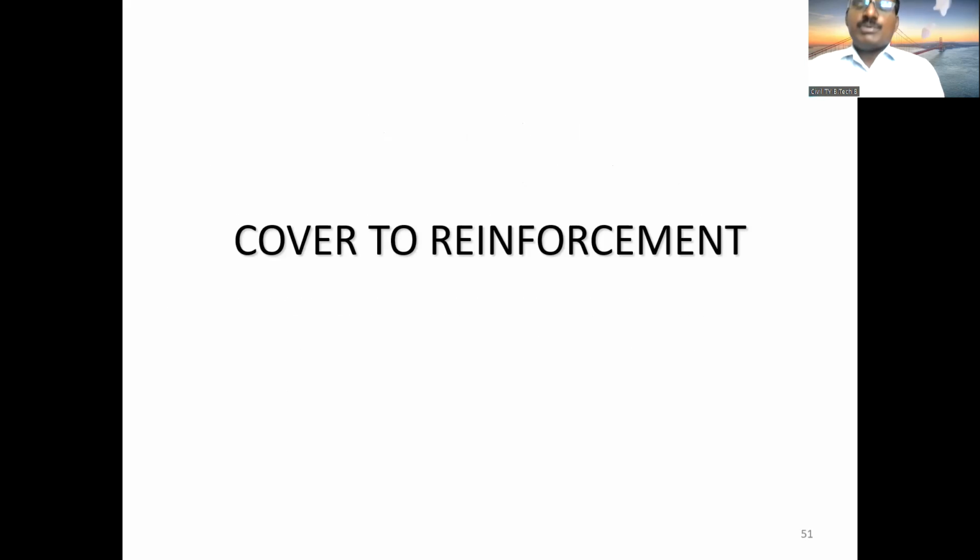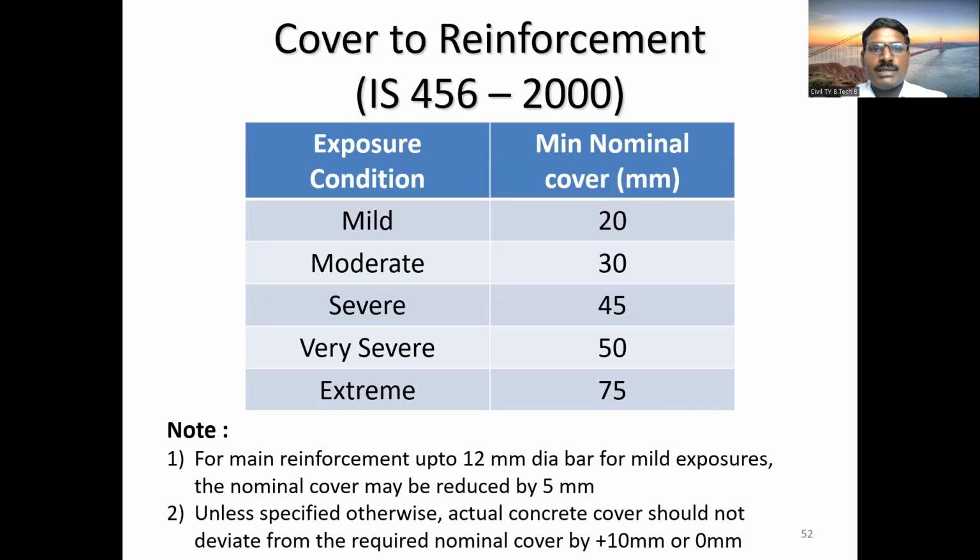So the cover for the reinforcement is again a very important environmental condition we have to follow. The cover to the reinforcement as per the IS: the minimum nominal cover for mild is 20, moderate 30, severe 45, very severe 50, and extreme 45. For the main reinforcement up to 12 mm diameter for mild exposure, the nominal cover may be reduced by 5 mm. So the nominal cover by plus 10 mm or 0 mm we have to provide as per IS 456 2000.